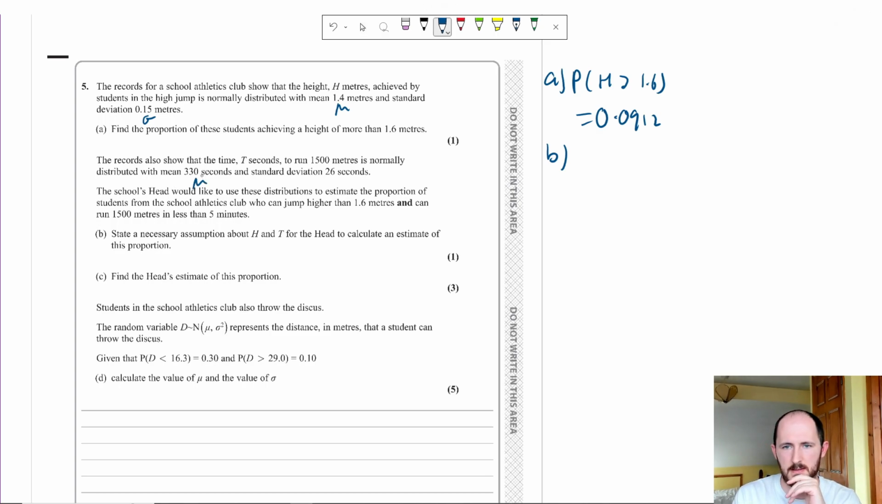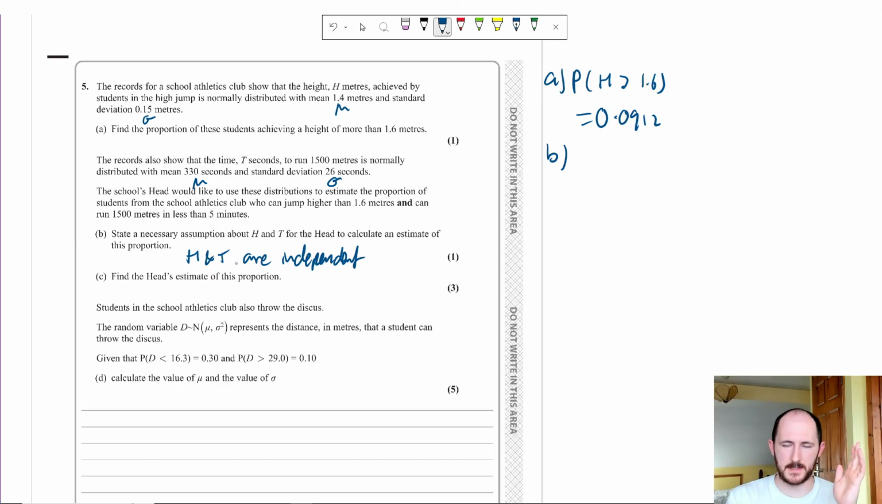The records also show that the time t seconds to run 1500 meters is normally distributed with, again, a mean and a standard deviation. The head would like to use these distributions to estimate the proportion of students who can jump higher than 1.6 meters and run 1500 meters in less than 5 minutes. State a necessary assumption. So the assumption here is that h and t are independent of each other, which is actually a bad assumption.